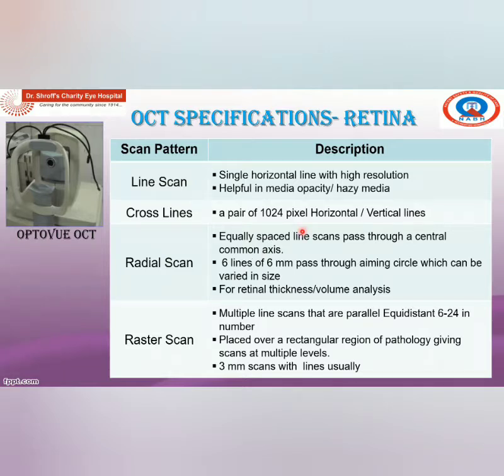Cross line is one horizontal, one vertical. Radial means a circular picture. The axes are one vertical up, one vertical down, one horizontal right, one horizontal left, and then at oblique angles to each side. That is a circular area in radial. Raster scan means multiple horizontal lines, like 1, 2, 3, up to 24 lines, and we are taking the retina to capture the pathological scan. Its size is 3 mm. So these 4 scans, am I clear? Yes, sir.